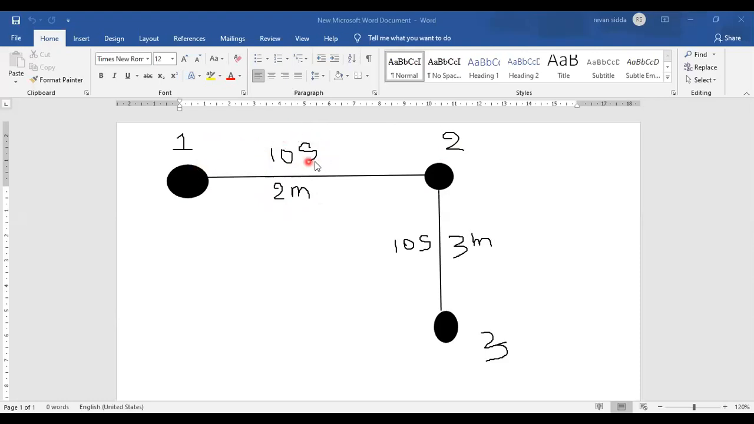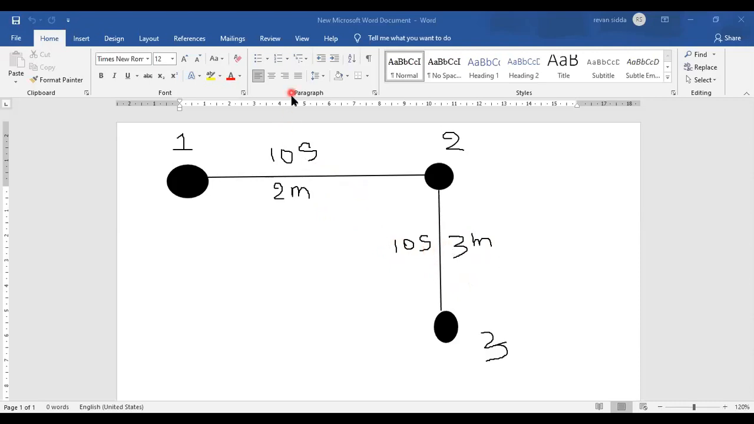From the first position to the second position. Now from the second position to the third position, it has covered a distance of 3 meters. And how much time has it taken? It has taken a time of 10 seconds. Understood? So the distance is changing, whereas the time is the same.